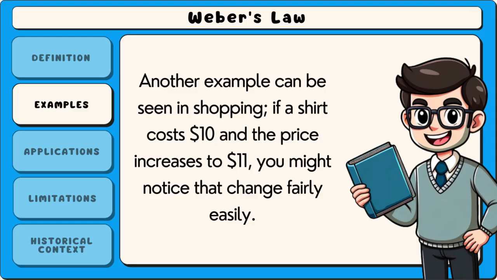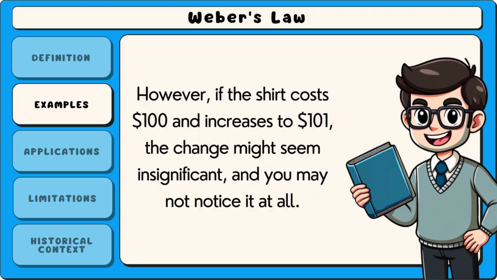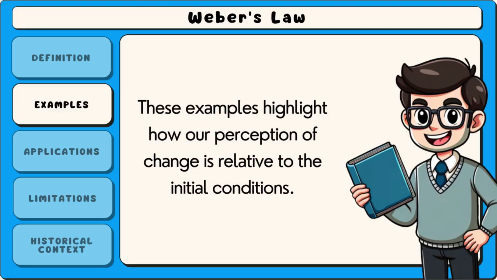Another example can be seen in shopping. If a shirt costs $10 and the price increases to $11, you might notice that change fairly easily. However, if the shirt costs $100 and increases to $101, the change might seem insignificant, and you may not notice it at all. These examples highlight how our perception of change is relative to the initial conditions.